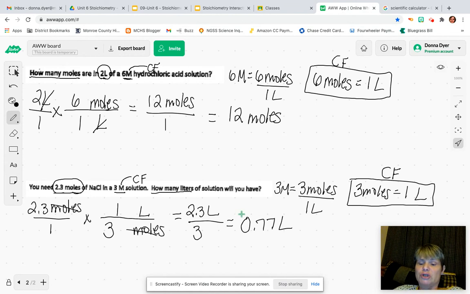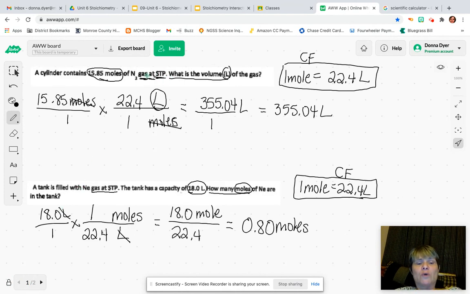And that's all there is to it, guys. Again, you're just converting between moles and liters. The only thing you have to determine is which one of the conversion factors do you use. If you're given the big M, molarity, then that is your conversion factor. If you are told gas at STP, or even if it just says STP, you know that you're going to use molar volume as your conversion factor. 1 mole is equal to 22.4 liters. You guys, please let me know if you have any questions.